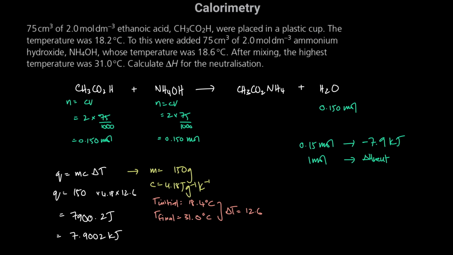So here, if you cross multiply, you'll get the enthalpy change of neutralization is equal to negative 52.7 kilojoules per mole. You can also just use the idea that the enthalpy change of neutralization is equal to minus Q over N.